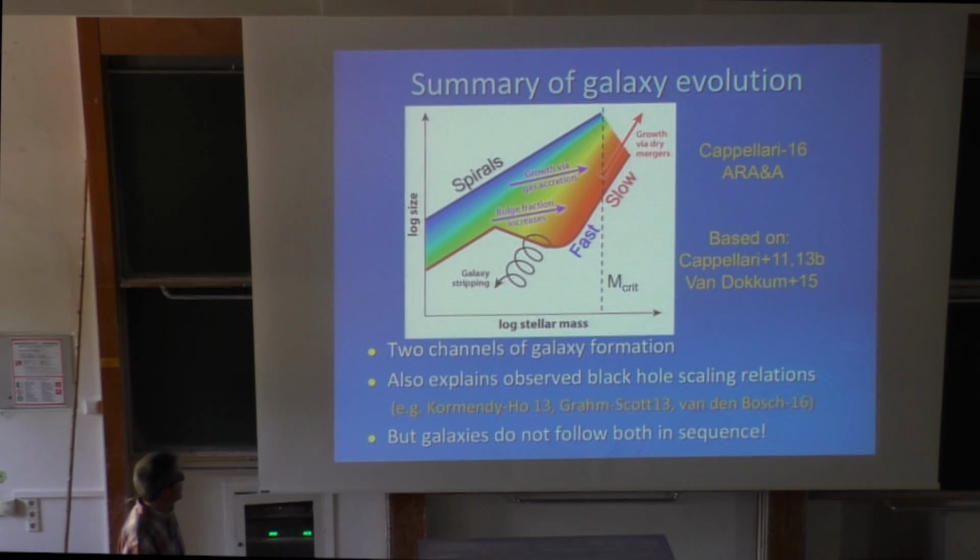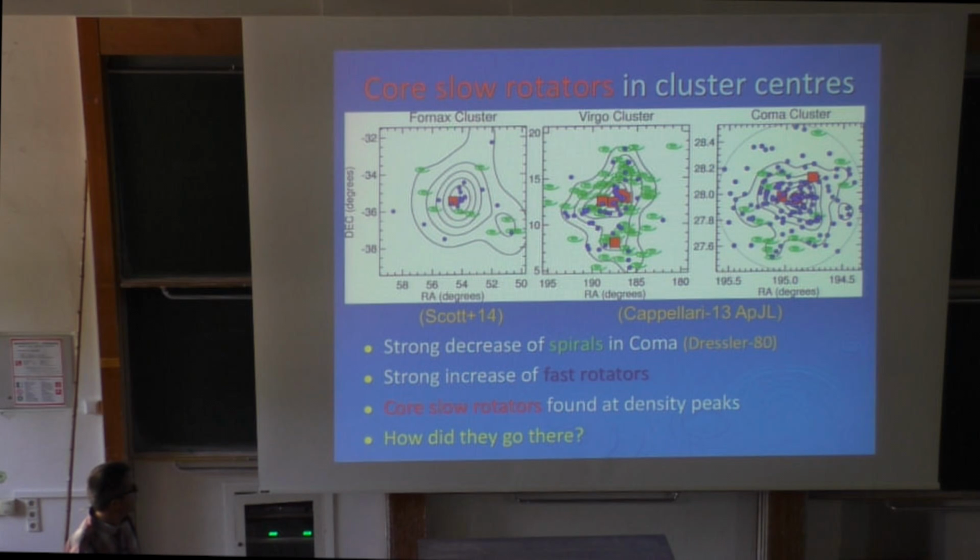So actually, in this diagram, people have often interpreted this as saying that galaxies first start as spirals, then grow their bulges, and then they merge and transform into slow rotators via dry merging. But this is not what the data shows is happening, and the reason why this is incompatible with observation is given by the observation of environment within clusters.